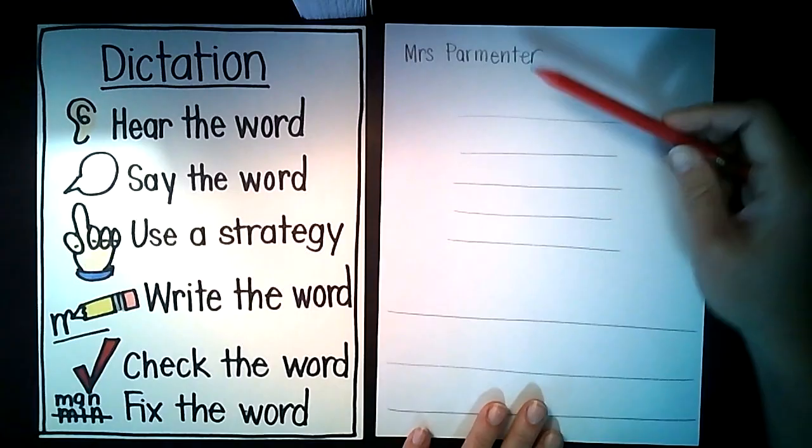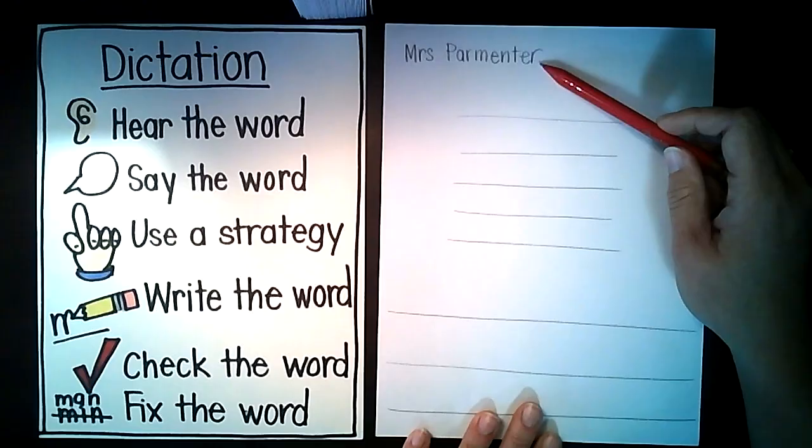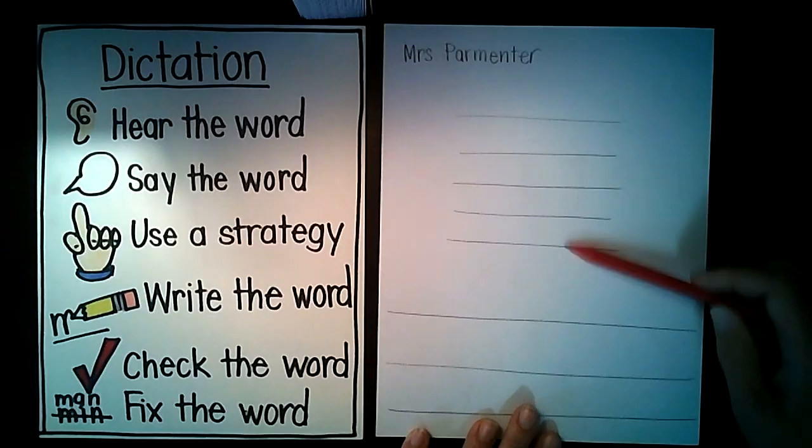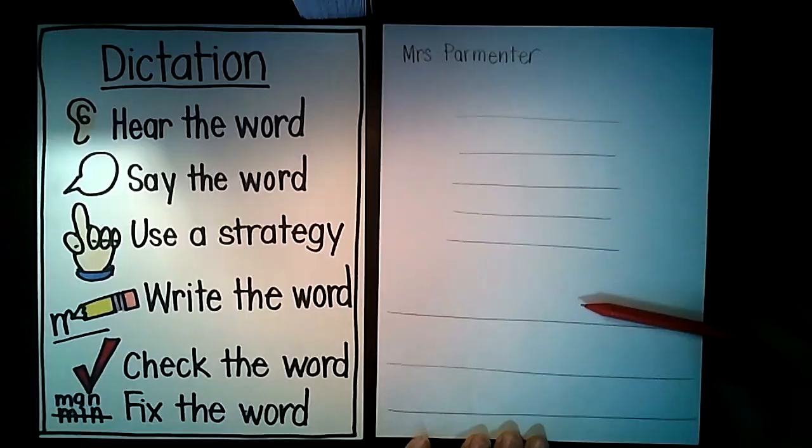that today. You'll need to set up your paper like I have already. Make sure your name is on it. That's always good practice. And then we need 5 lines for a list of words and then some lines to put our sentence on when we get to that point.